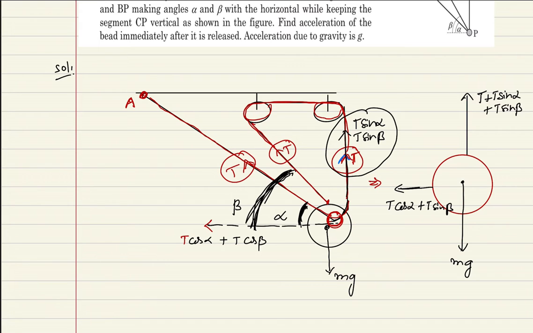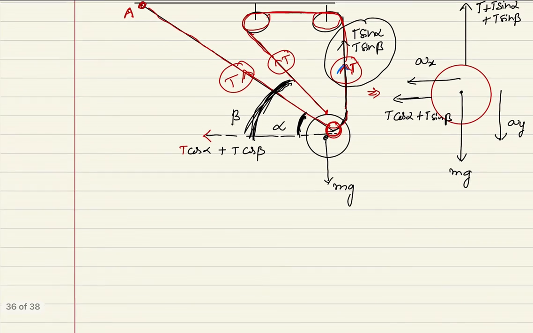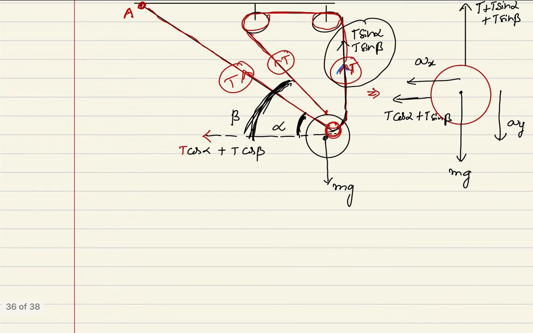Just after release, due to the weight, it is going in the downward direction. I am taking the acceleration along the y-axis as ay. Similarly, due to T cos alpha and T cos beta, I am treating the disc as having acceleration ax along the x-axis. Now I am going to apply the force equations along the x-axis and y-axis.